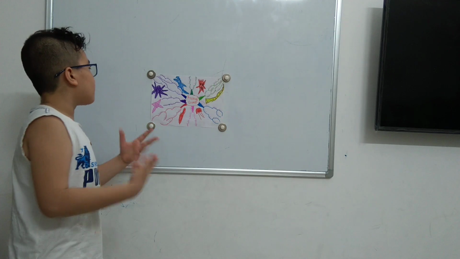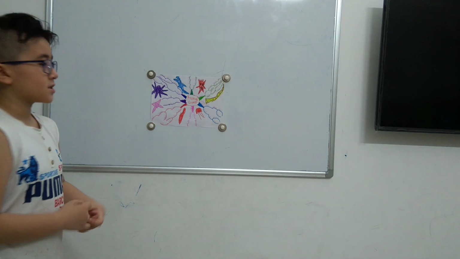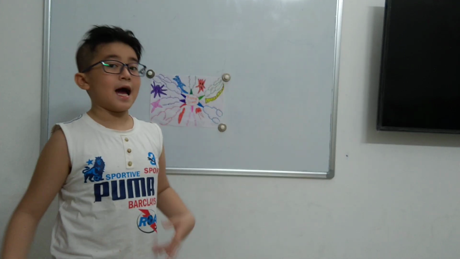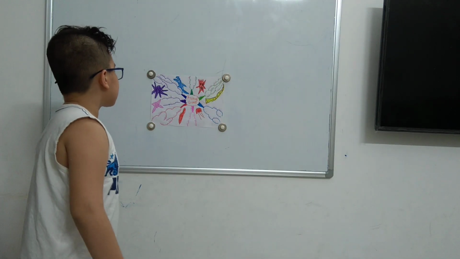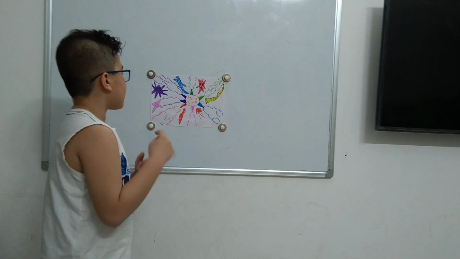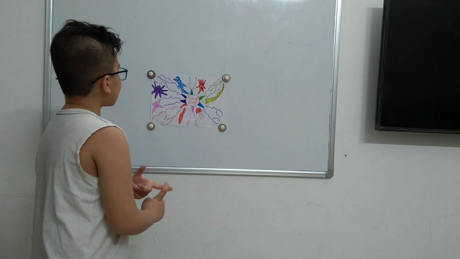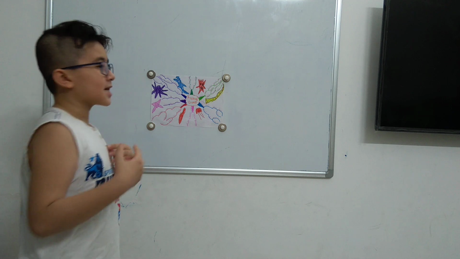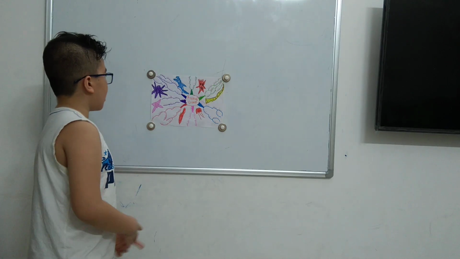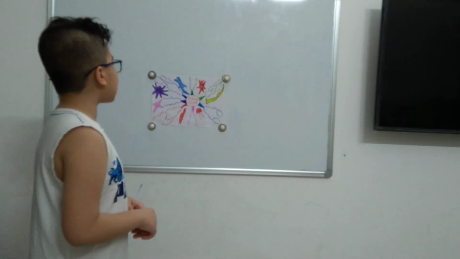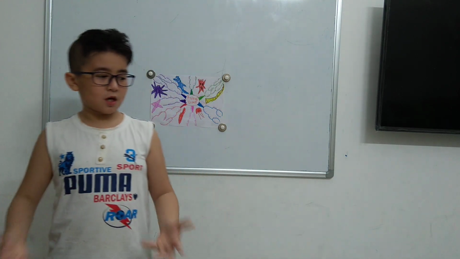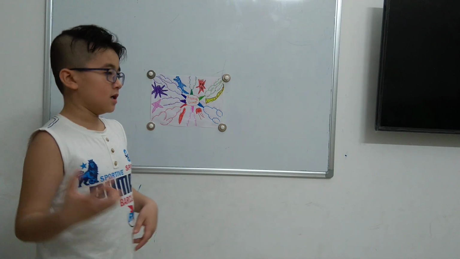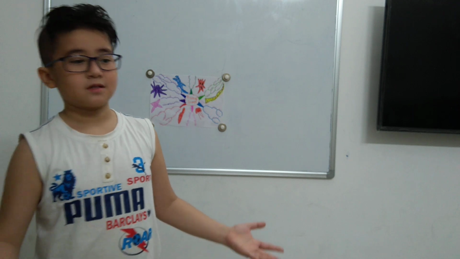So I would like to talk about fish first. In the animal group, there are a lot of kinds of animals. Some kinds of animals in the group are fish. Fish are a kind of animal with a backbone. Fish live in the water, and fish can adapt themselves.